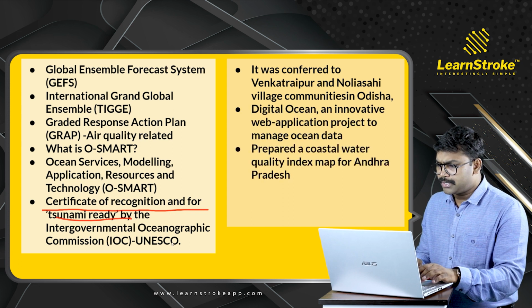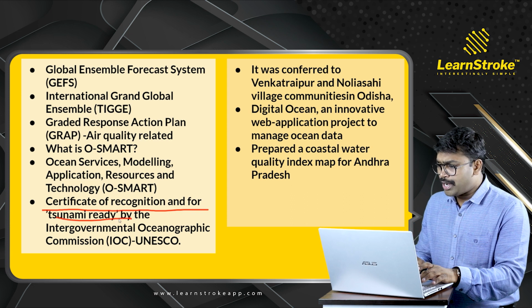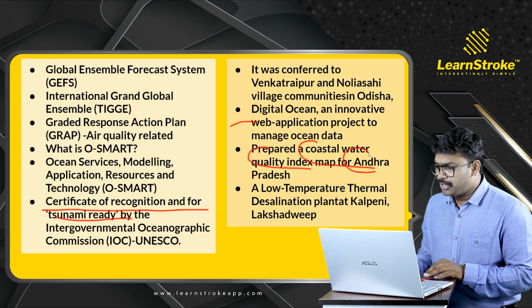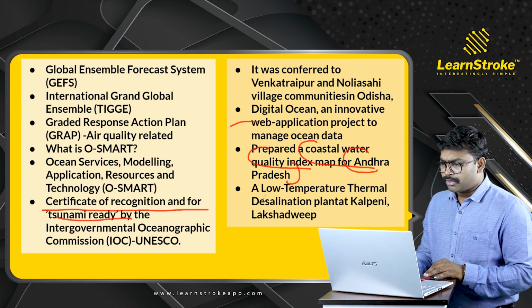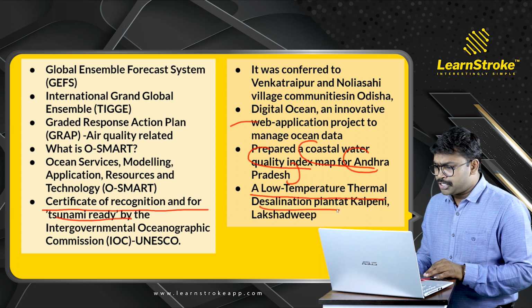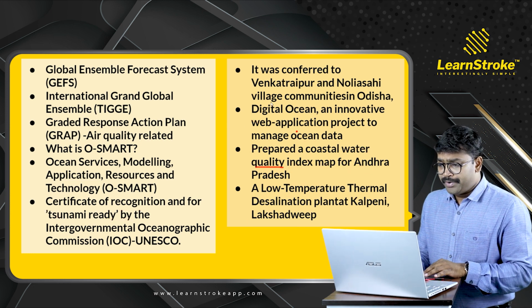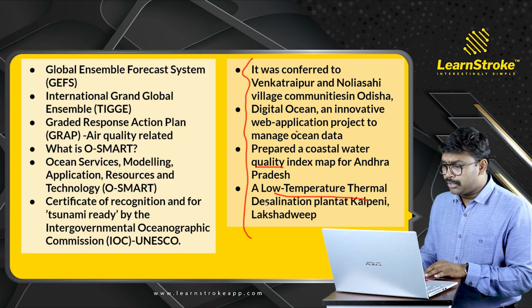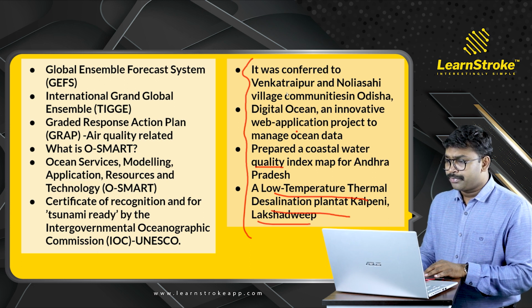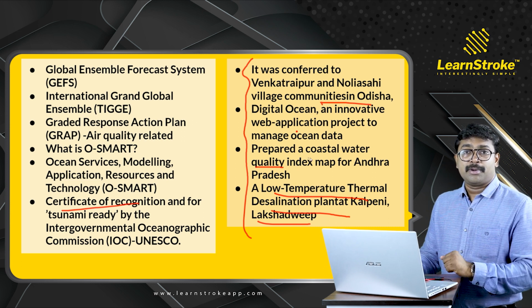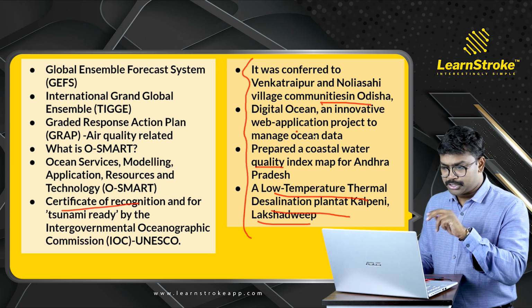And Digital Ocean is something that we discussed, and it prepared a coastal quality index map. So all these are important areas. If you get a question on the coastal water quality index, it is actually for Andhra Pradesh. They have created a coastal water quality index. And if you get a question on where in India a low temperature thermal desalination plant is coming up, it is Lakshadweep. If you get a statement for the prelims examination, statement number 1: a low temperature thermal desalination plant is coming up at Kavaratti in Lakshadweep, and the Tsunami Ready Certificate of Recognition has been conferred upon communities in Odisha. If you get statements like this, these statements are perfectly right. So such statements can be used in such situations.